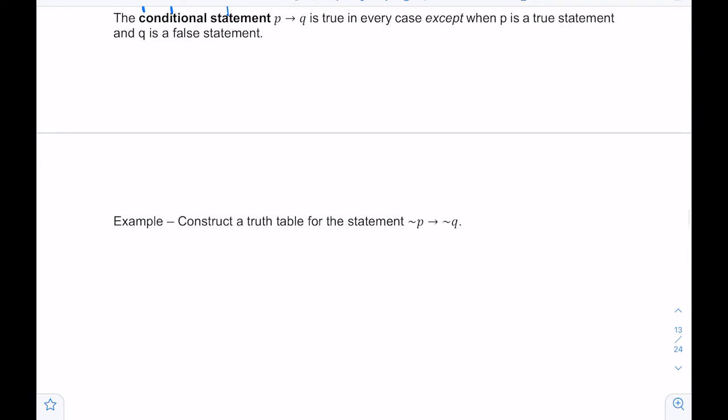So one other way to remember this is that if P then Q is true in every case except when P is a true statement and Q is a false statement.